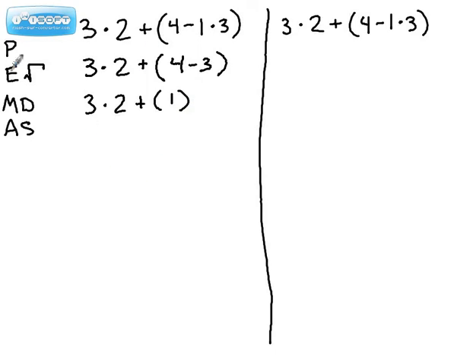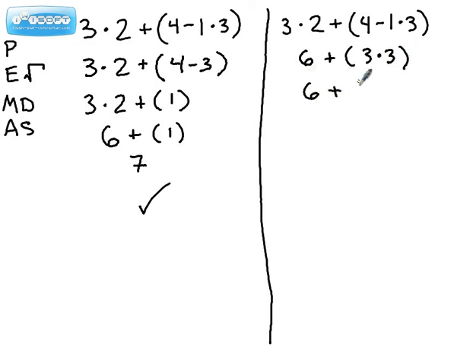Well, now I've finished off all the parentheses, so we're done with that. Are there any exponents or square roots? No. Do we have to multiply or divide? Yes. 3 times 2 is 6. So now we're just left with 6 plus 1, which is 7. So that's correct. Let's say if we did this problem incorrectly, though. Let's say if I just did everything from left to right. 3 times 2 is 6, plus 4 minus 1 is 3 times 3, and then we got 6 plus 9, and 6 plus 9 is 15.